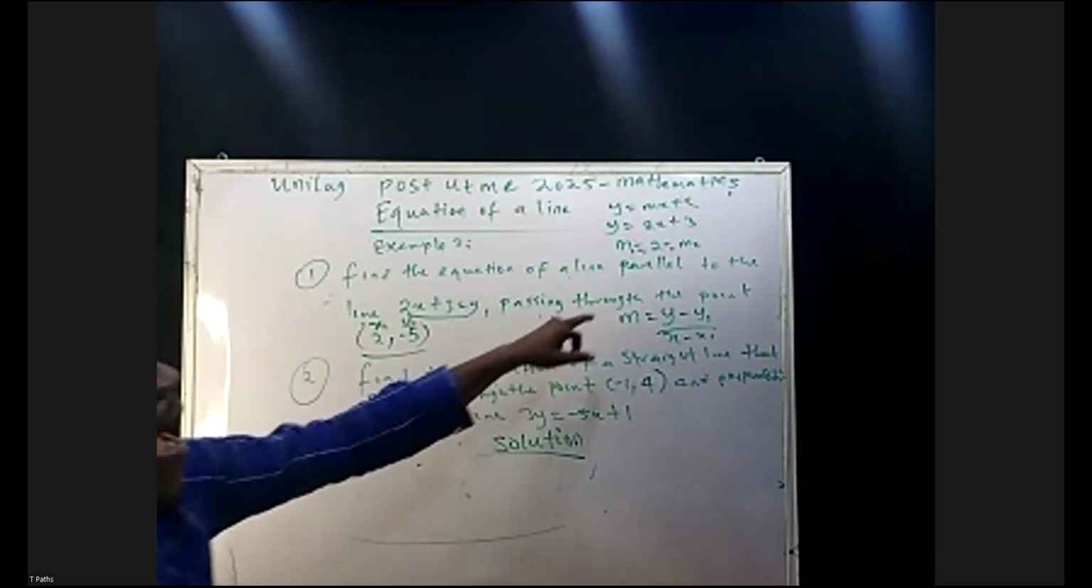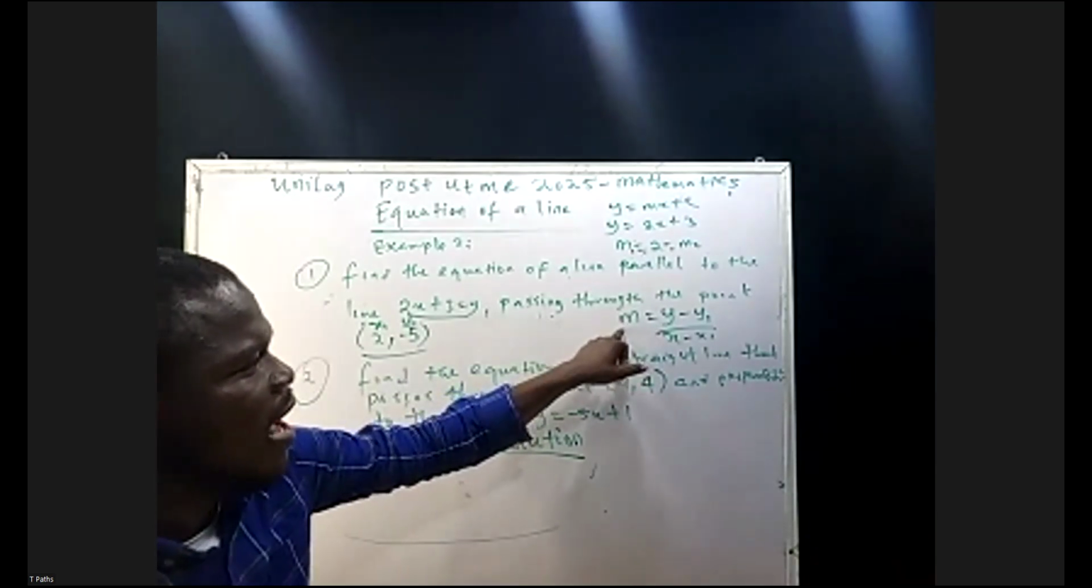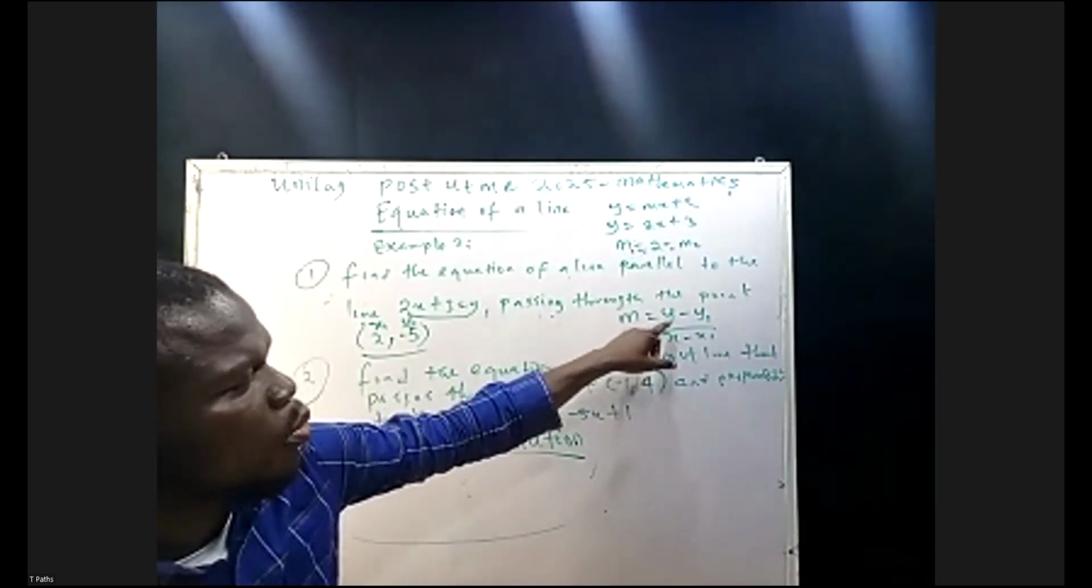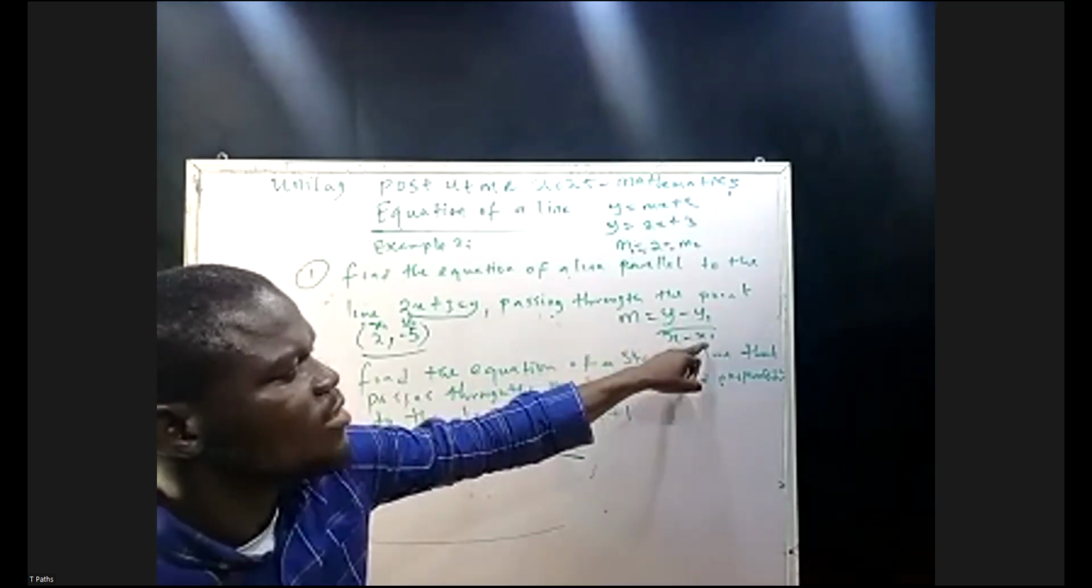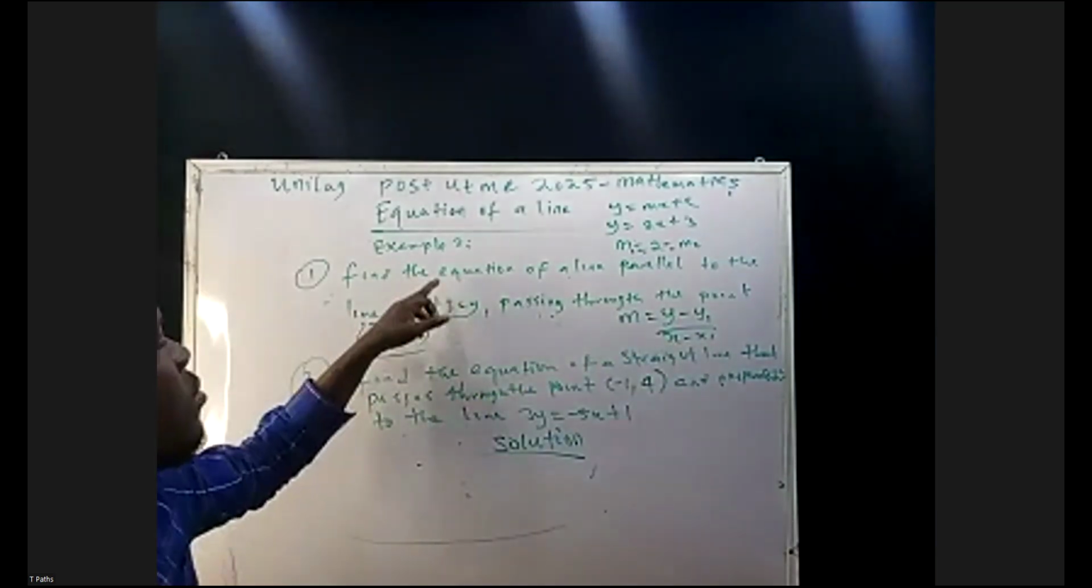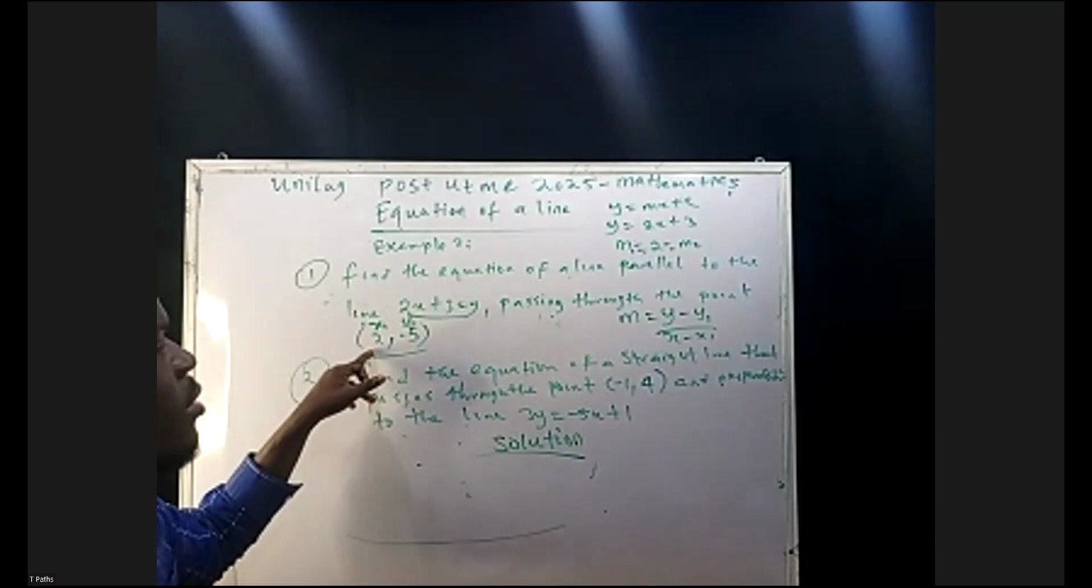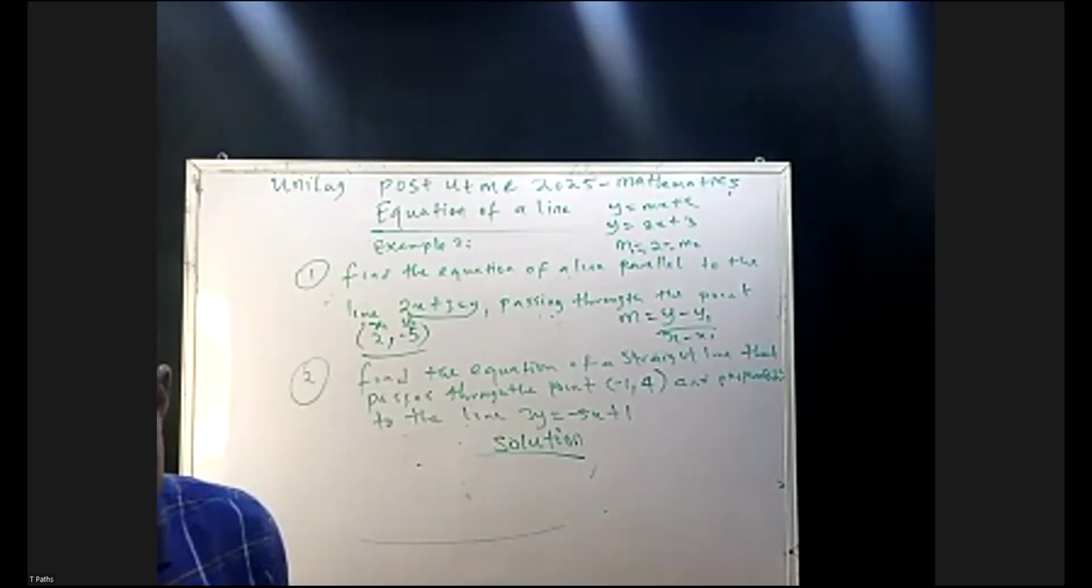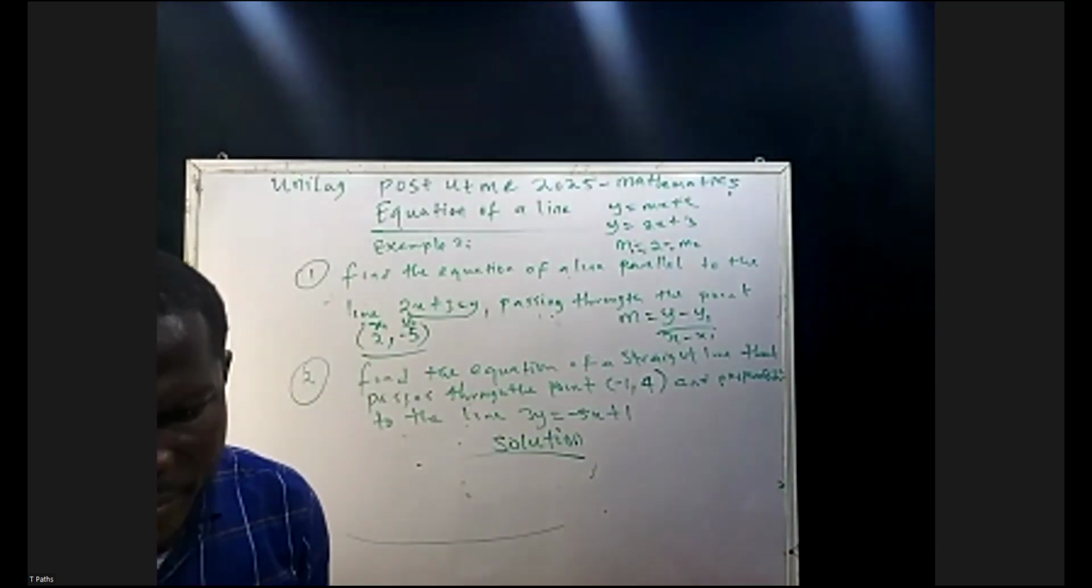Now you cannot pick that m, and that is 2. You equate it to y minus y1 equals m times x minus x1. Where is the y1? What's your x1? So you get the equation.